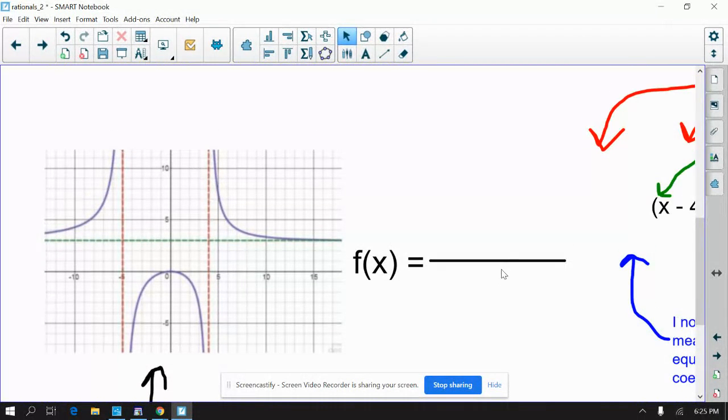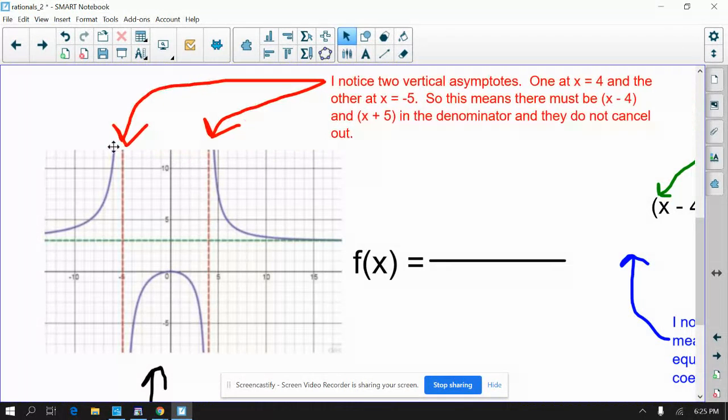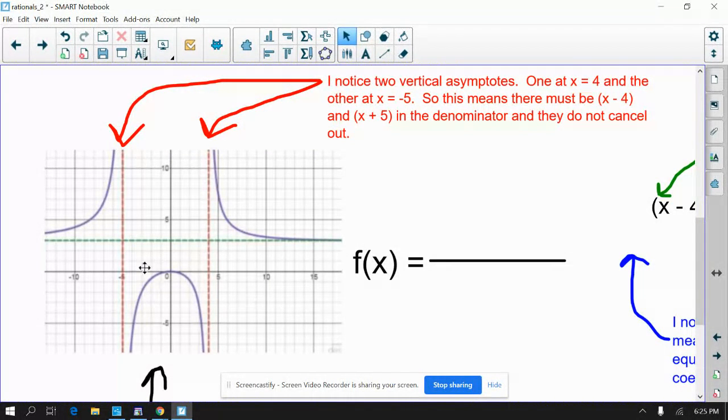What do you notice? Well, first of all, pause and see how far you can get on your own. There are two vertical asymptotes, one at x equals -5 and the other one at x equals 4. So that means that x minus 4 and x plus 5 are in the denominator because they make me divide by 0. There are no removable points, so there's no other factor in the denominator. But what else is there?